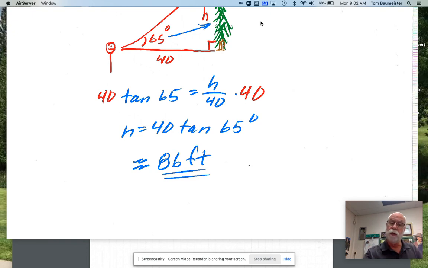All right, so check those out on your calculator. Make sure you get the same thing, because if you don't, then your calculator's probably in radians, and you don't want it to be in radians, you want it to be in degrees. All right.